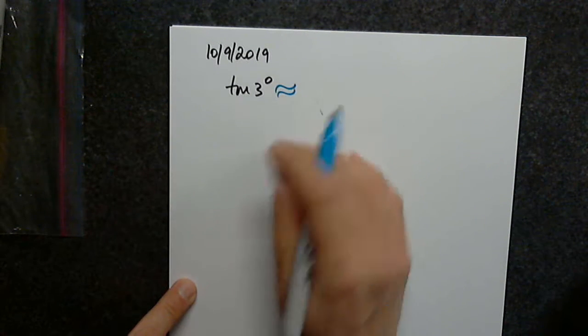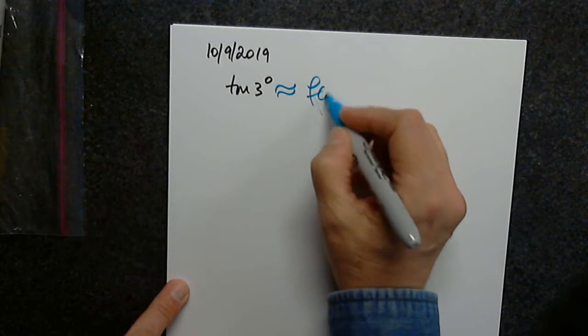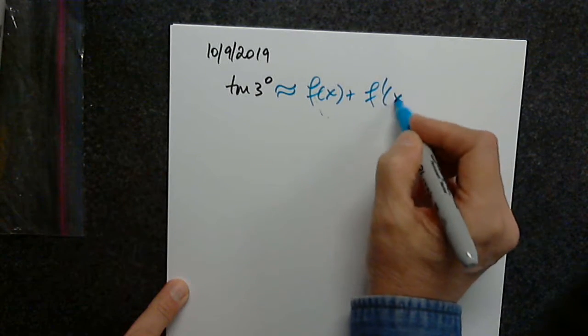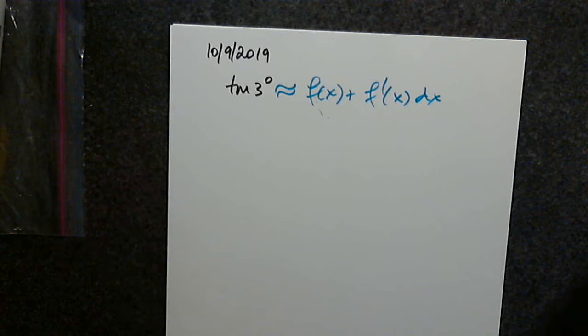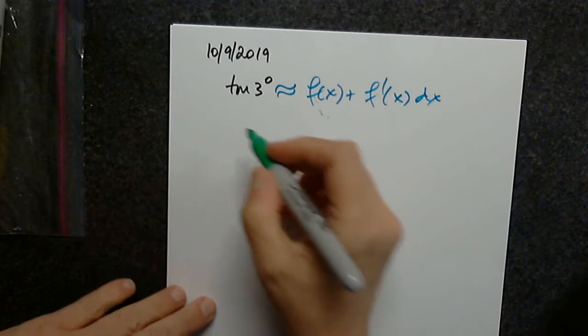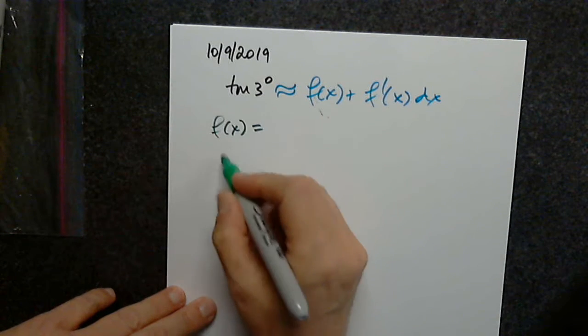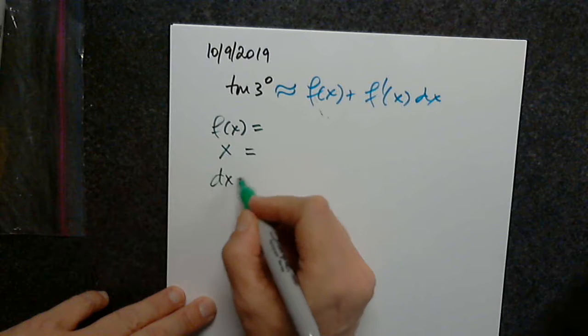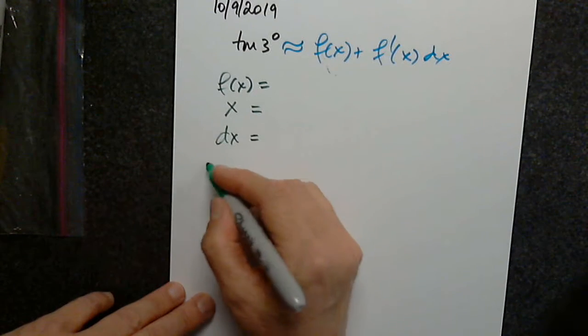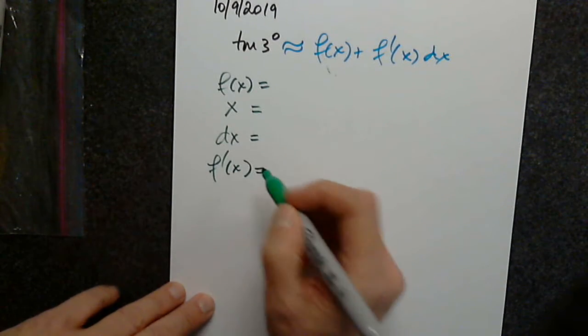Like this. Once we are asked to do that, you would immediately have to write approximate f of x plus f prime of x dx. And you know that the next step would be to identify the function, to identify x, to identify dx, and of course calculate f prime of x.